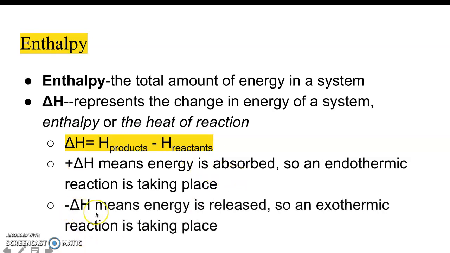If you have a negative delta H, that means energy has been released, so an exothermic reaction has taken place. This is kind of a must-know slide right here. So you need to know delta H is products minus reactants. A positive delta H, endothermic reaction. Negative delta H, exothermic reaction.